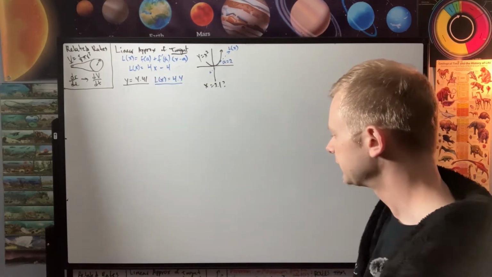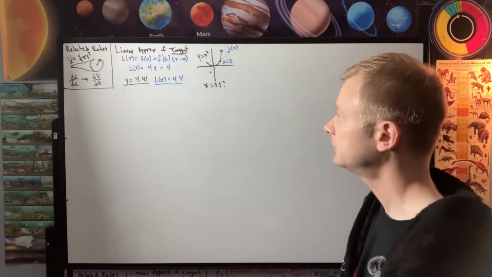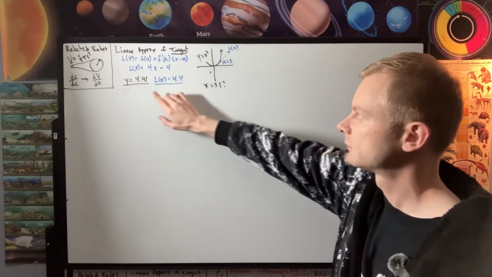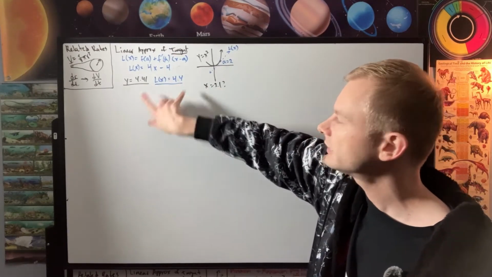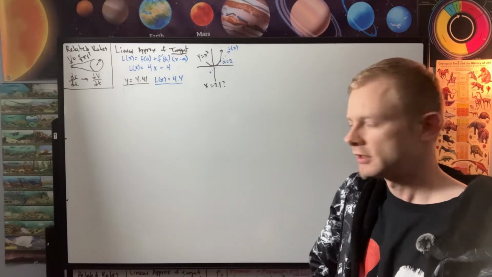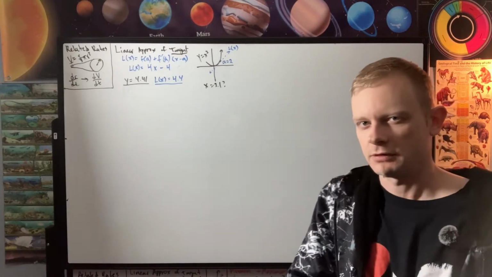So anyway, that's the use of linear approximation. You can actually approximate things. Notice that the error is only 0.01. That's so small. And we're going to get into the errors in the next section as well.